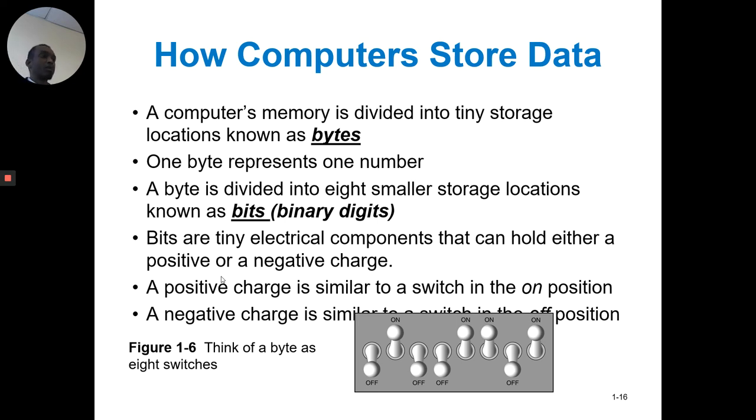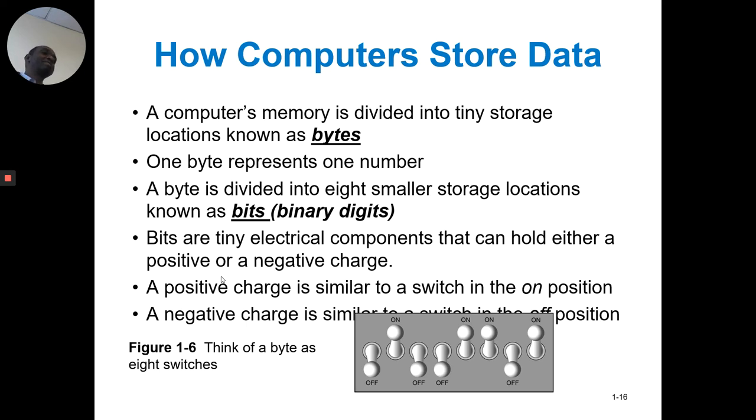All right. And then we'll talk about how computers store data. So a computer memory is divided into tiny storage locations known as bytes. So one byte represents one number, and a byte is divided into smaller storage locations known as bits. That makes sense? So a way to remember, if a snake bites you, let's hope it doesn't bite you, 8 times, 1, 2, 3, 4, all the way to 8. Small bits become what? Huge byte. All right? So that's basically it.